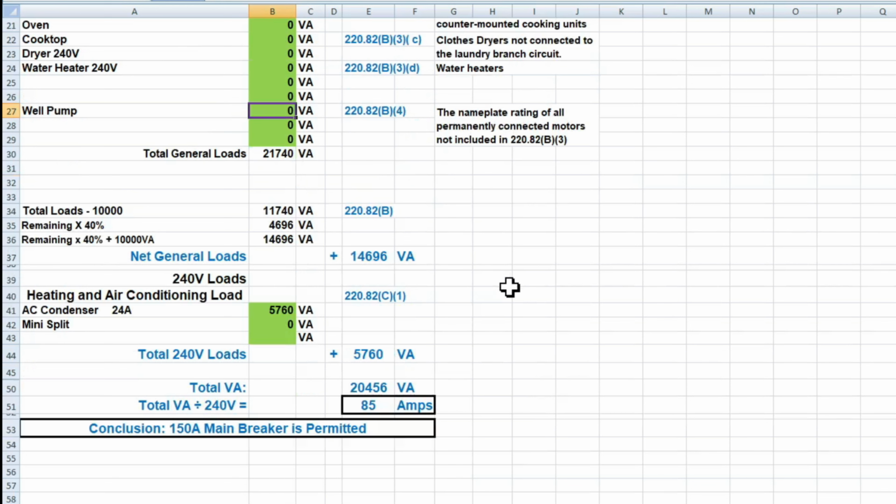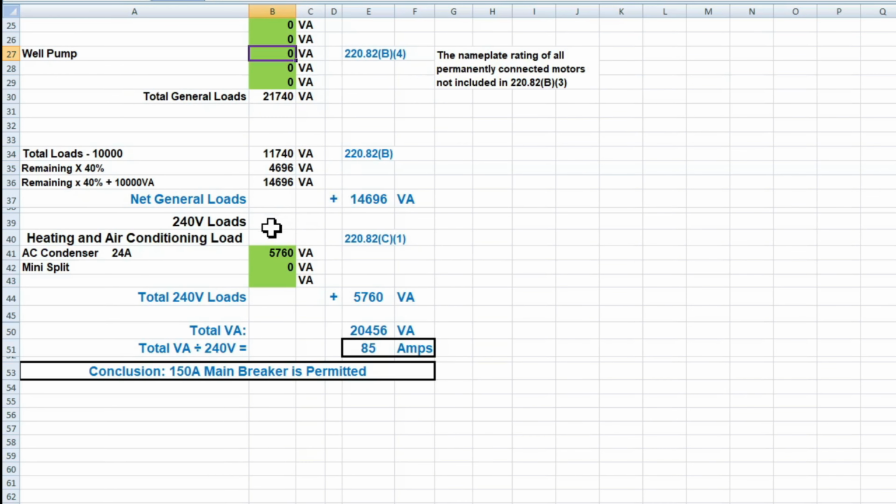Okay, and then next, I kind of listed these as 240 volt loads. You could have a heating and air conditioning load, or you could even put a well pump down here. It could be a 240 volt load. So there's the heating and air conditioning load. Ours is actually 5760 volt amps. And I actually just reverse calculated that.